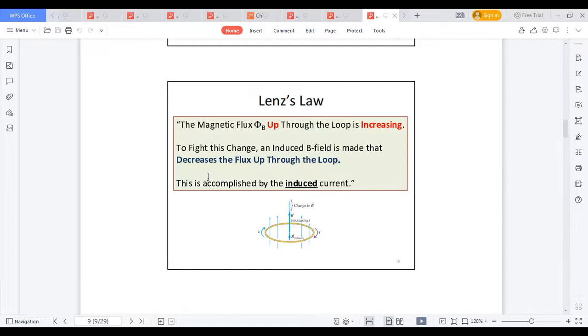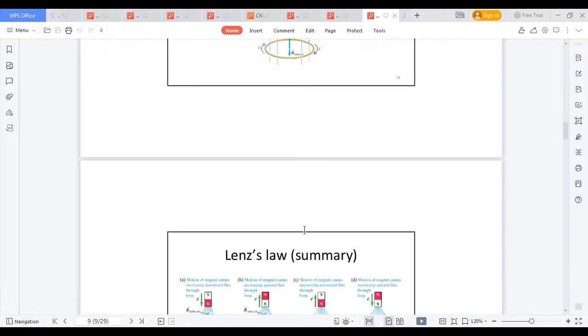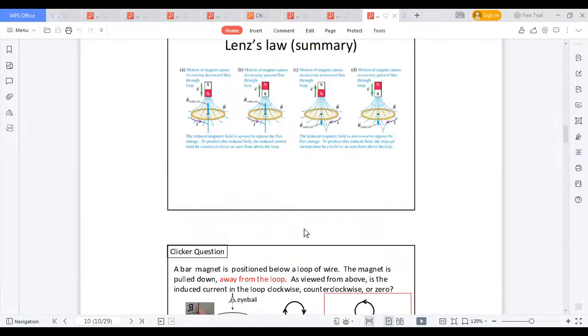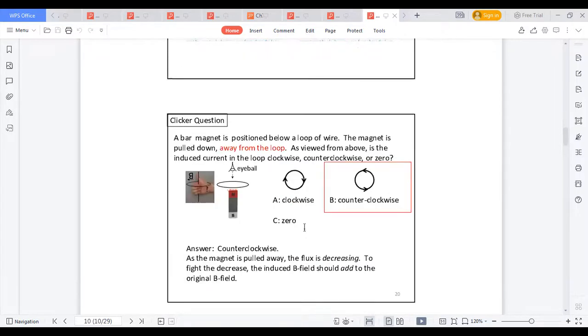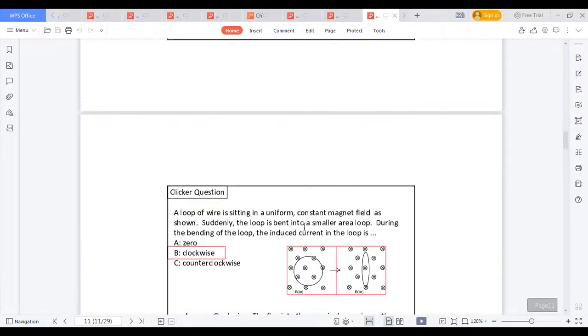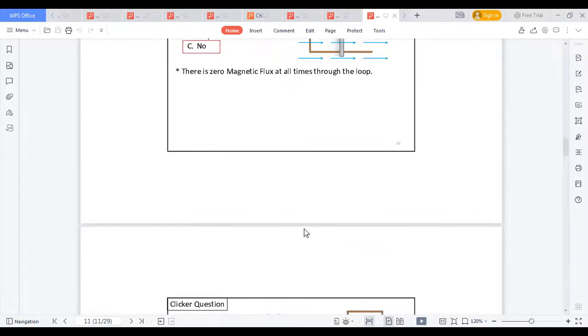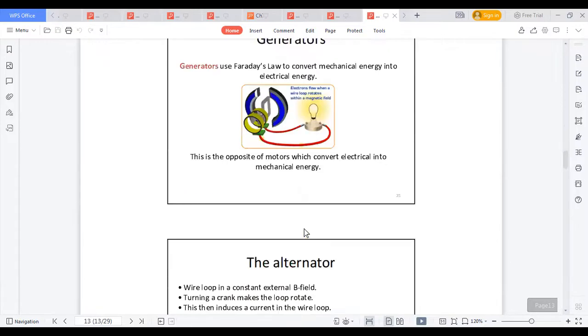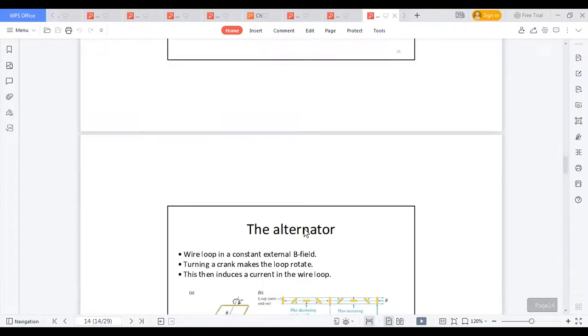Induced current, and this is the direction. So Lenz's law in summary we can represent like this. This is a frequently asked question for you. If you get time, please go through this question.